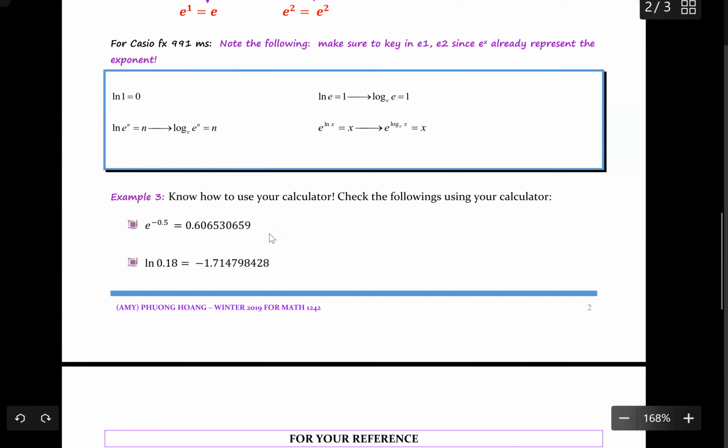number. And also I would like everyone to make sure that you know how to operate the natural logarithm key, put in natural logarithm 0.18, and then you should end up with this number. So it's good to practice with the Casio FX991MS.